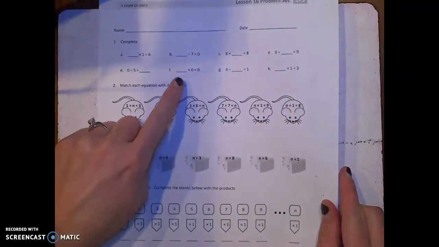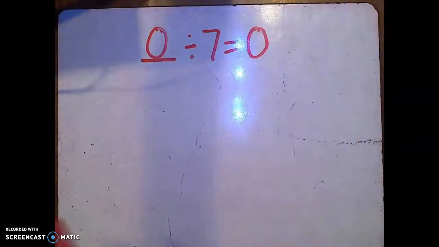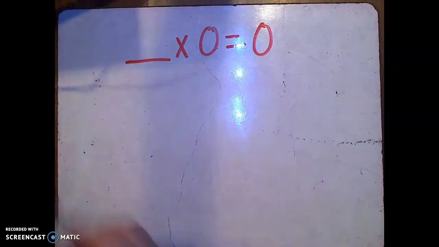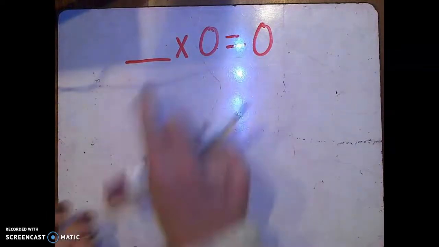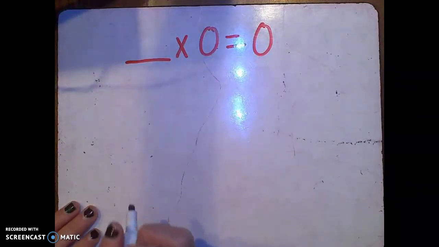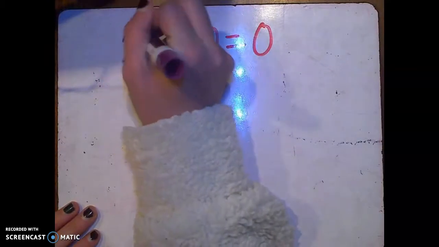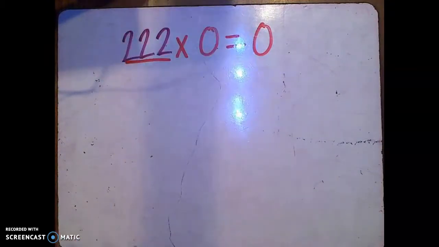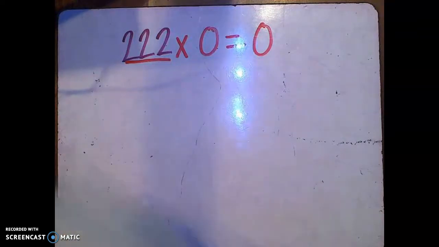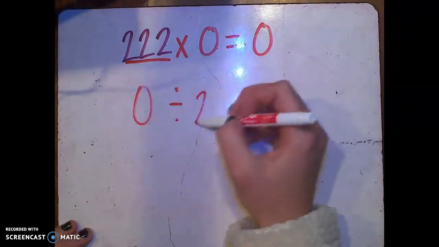What about F? Blank times 0 equals 0. Ooh, this is kind of fun. Remember? Any number times 0 is 0. You can literally put any number you want right here. I think I'm going to put my favorite number 3 times in a row. 222 times 0. Yep, it's still 0. Any number times 0 is 0. 0 divided by any number is 0.